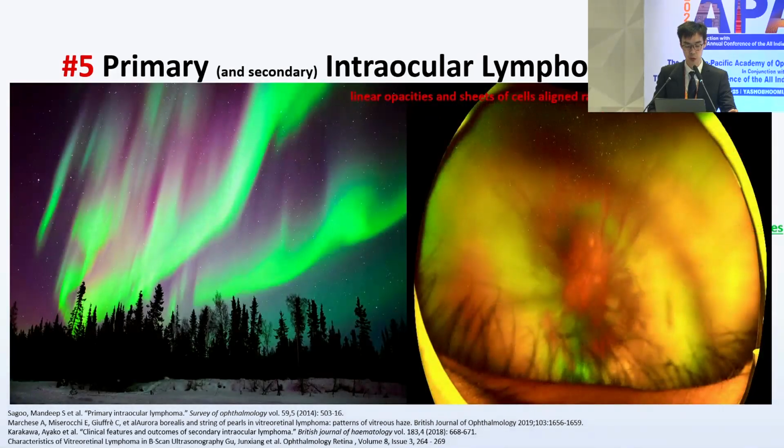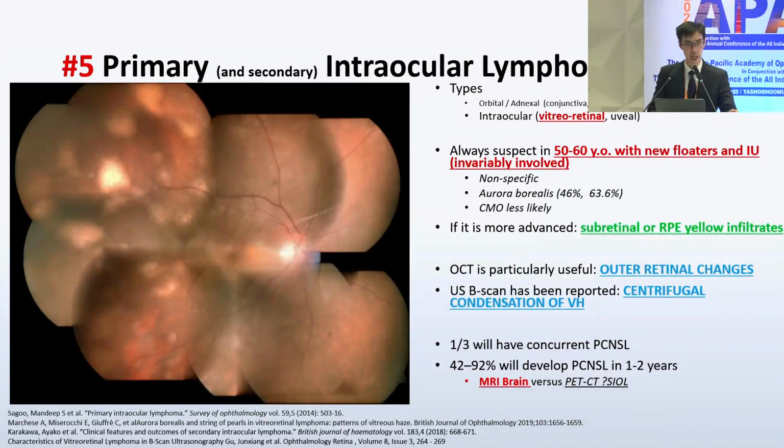So I have a patient who exactly has that pattern. These are linear opacities and sheets of cells that are arranged radially from periphery to central. And surprisingly, they usually have little cystoid macular edema because it's vitreous infiltration and not vitreous inflammation, and they usually have good vision.